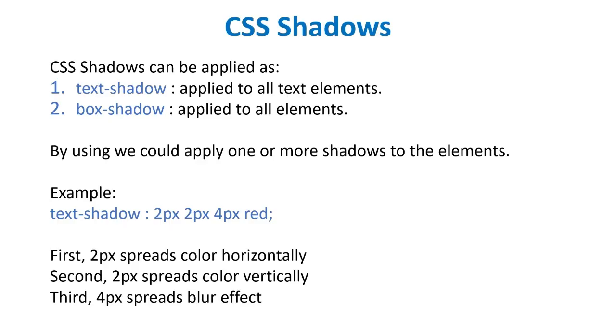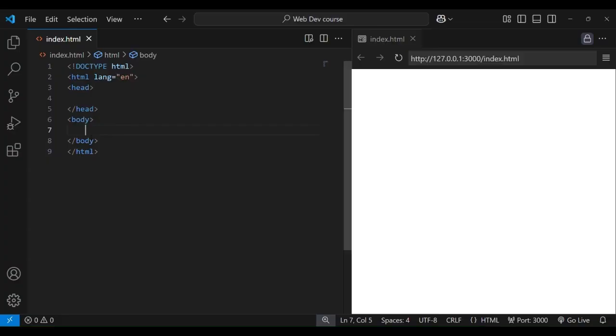First, 2px spreads color horizontally. Second, 2px spreads color vertically. Third, 4px spreads the blur effect. The same applies to the box-shadow property as well. Now let's see a quick demonstration.